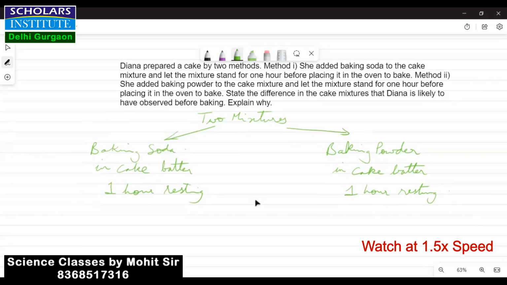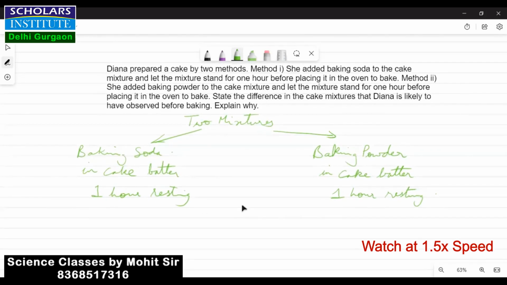What is happening here is Dinah has prepared two mixtures. In one cake batter she is taking flour, putting some water, some milk. Along with that, she is putting baking soda. Why is she putting baking soda?